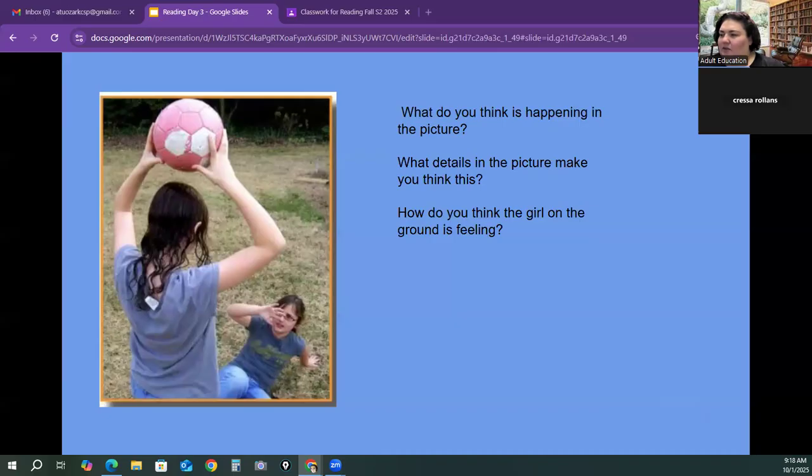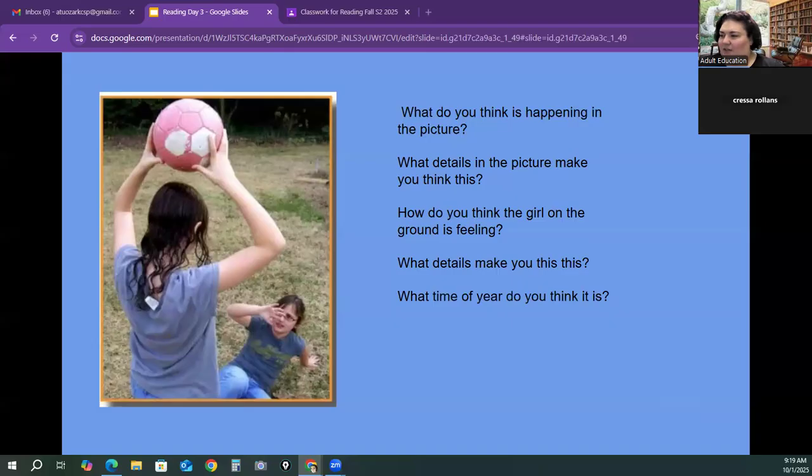So how do we feel like the girl on the ground is looking? How does she feel? To me, it looks like she might be a little bit scared. What details make me think that? Well, she does not have a happy look on her face. It looks more like scared or maybe even apprehensive or maybe even a little bit angry. And then she's got her hand up in a protective motion. So she's trying to protect herself.